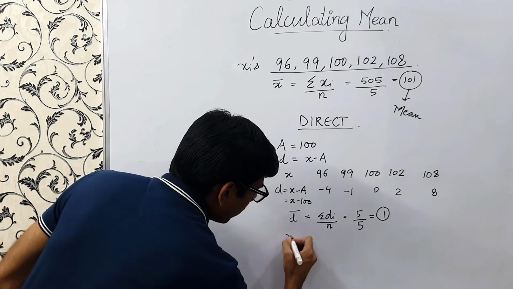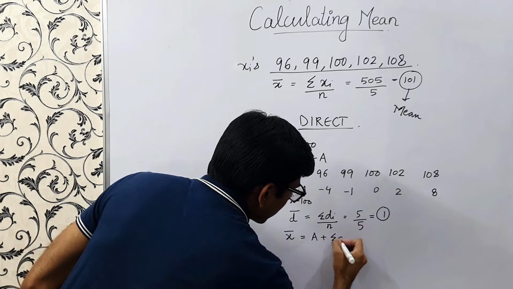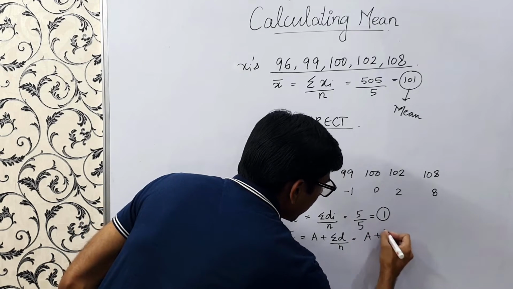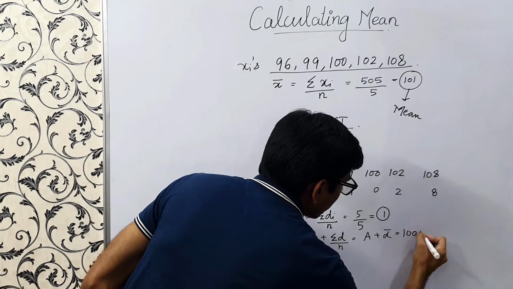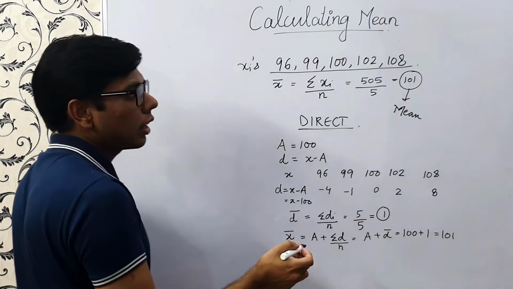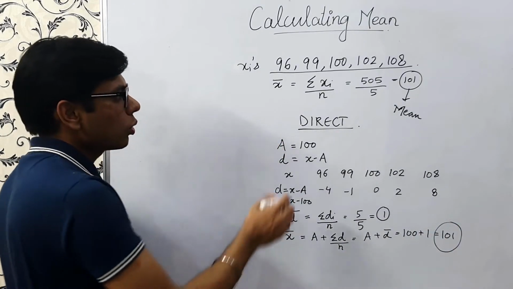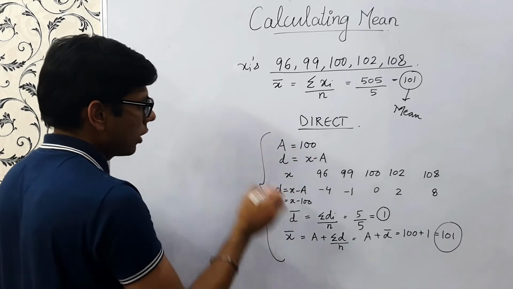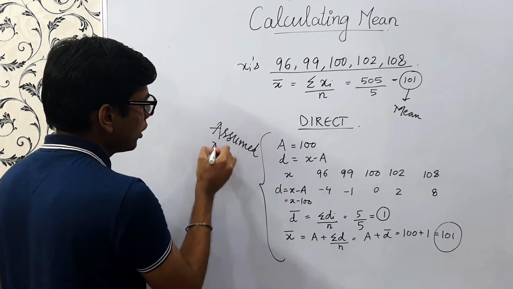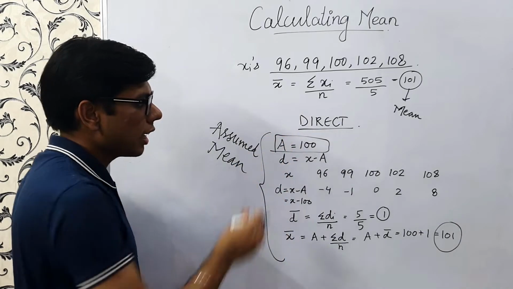And then x bar, we calculate it as a plus summation d by n, that is a plus d bar, equals to 100 plus 1 equals to 101. So here also the answer was 101. Here also the answer is 101. So this method is known as assumed mean method. So we assume some mean in this case and then we do the calculations.